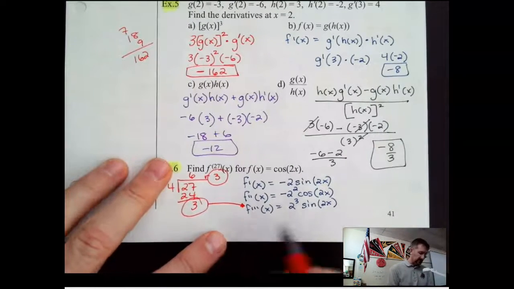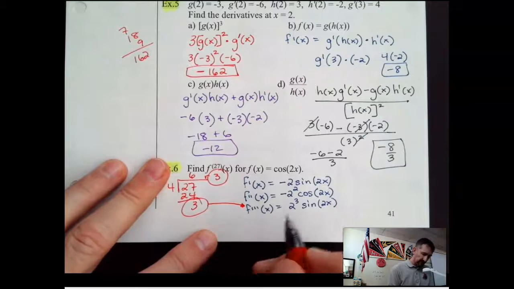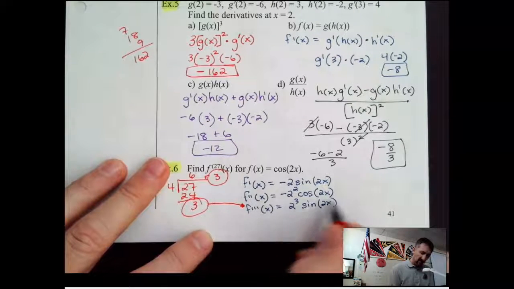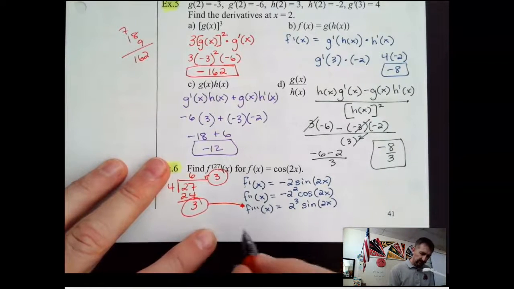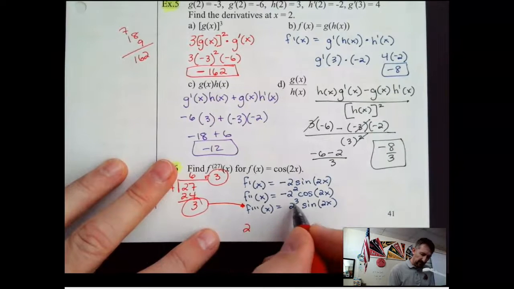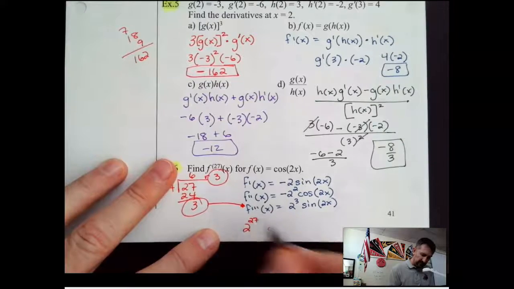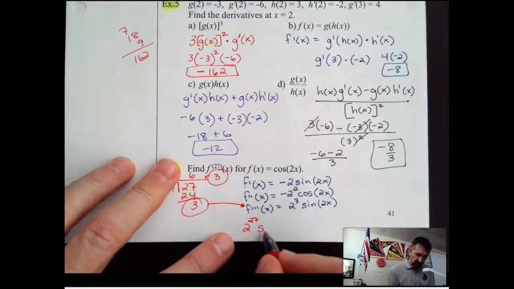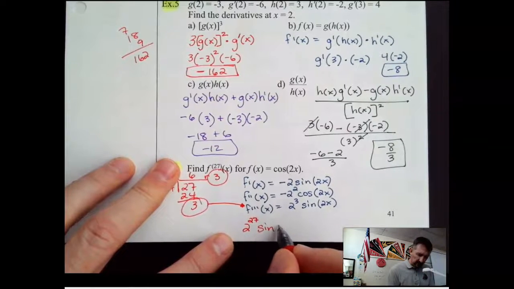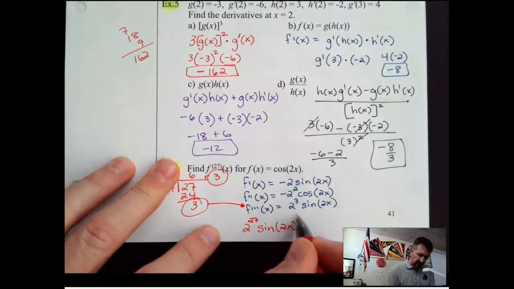So this is the same format as the third derivative, except the exponent is going to be different. The exponent is going to match the derivative, so it's going to be 2 to the 27th power, which is a pretty crazy big number, and then the sine of 2x.